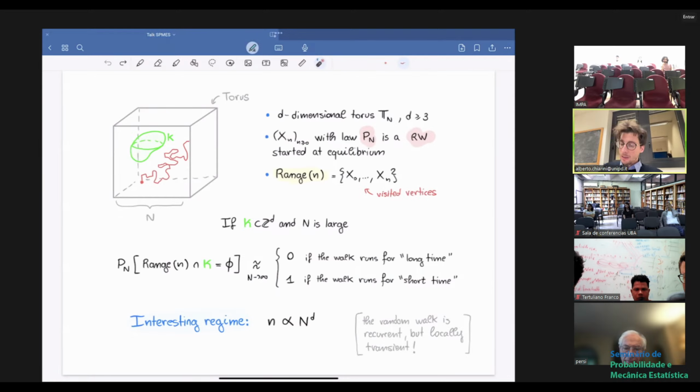Also, why is this situation similar to what we were looking at before? Because in the torus, we have a geometry where the random walk is recurrent, but it is locally transient. The local geometry that the random walk sees is that of Z^d with d greater or equal than 3, but globally it is coming back many times.